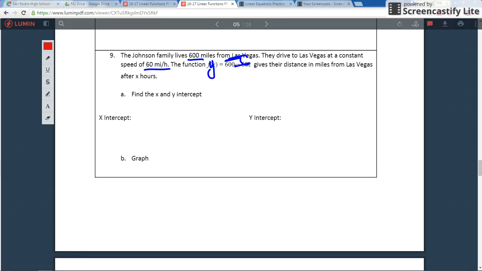Well, if we flip these around, let's see what happens. y equals negative 60x plus 600. Aha! That looks like y equals mx plus b. Now, as we know, the very first thing you do every time is make a table from a word problem. Well, what do we start with? What's the first value? Well, guess what? The y-intercept is right there, so we know that they start at 600 because they're 600 miles from Vegas.